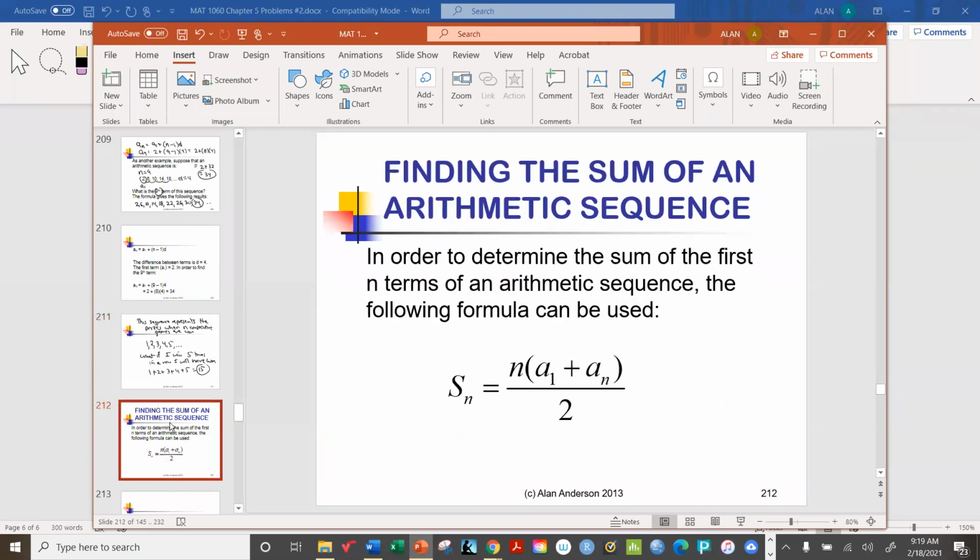Right there. So S means sum, Sn means sum of first n terms. Now keep in mind, this only works for an arithmetic sequence. And of course, we know what n means. This is term 1. And this is the nth term. And then whatever that is, we divide by 2.